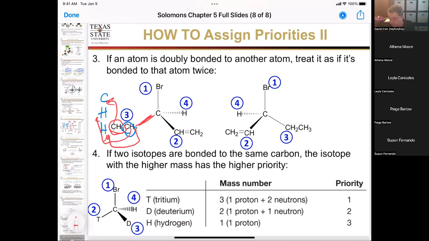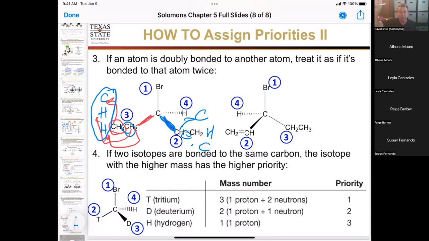Okay, now let's go and look at the other side. This carbon here has a carbon, a hydrogen for this, but it also has a second bond to carbon. So that means it has two bonds to carbon. Okay, so that has two bonds to carbon because of the double bond. So that means it's higher priority than the carbon that's only bound to one carbon. Okay, it's only bonded to carbon once. This is bonded to carbon twice, therefore it's higher priority. So that's rule number 3.